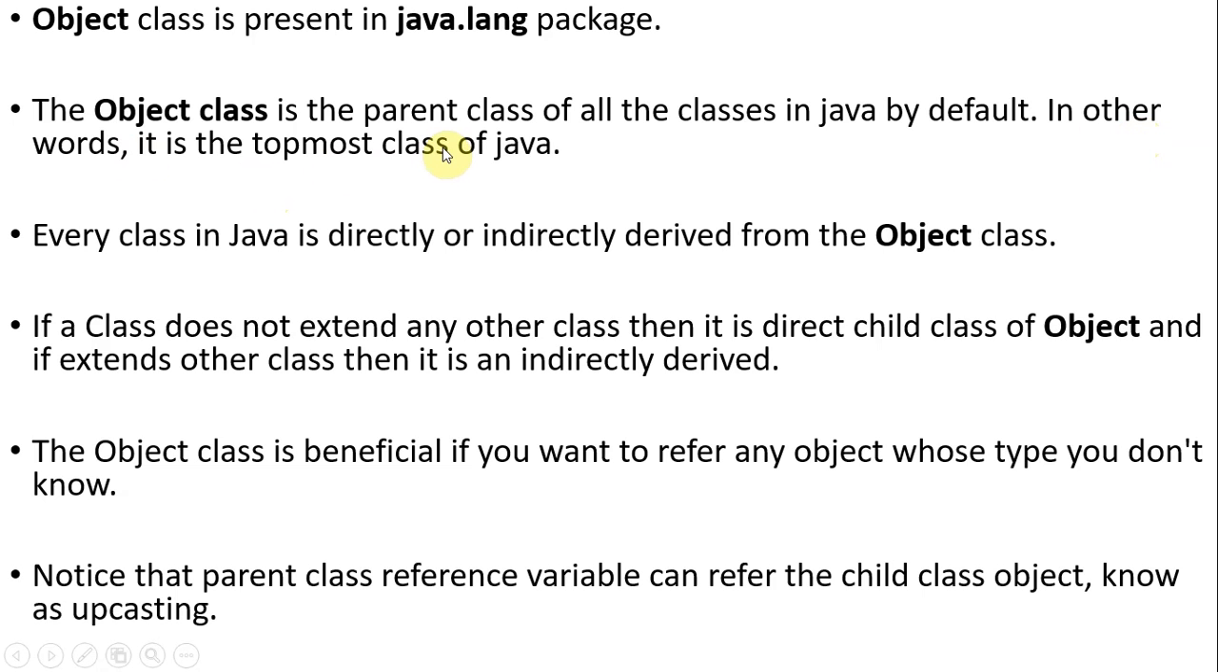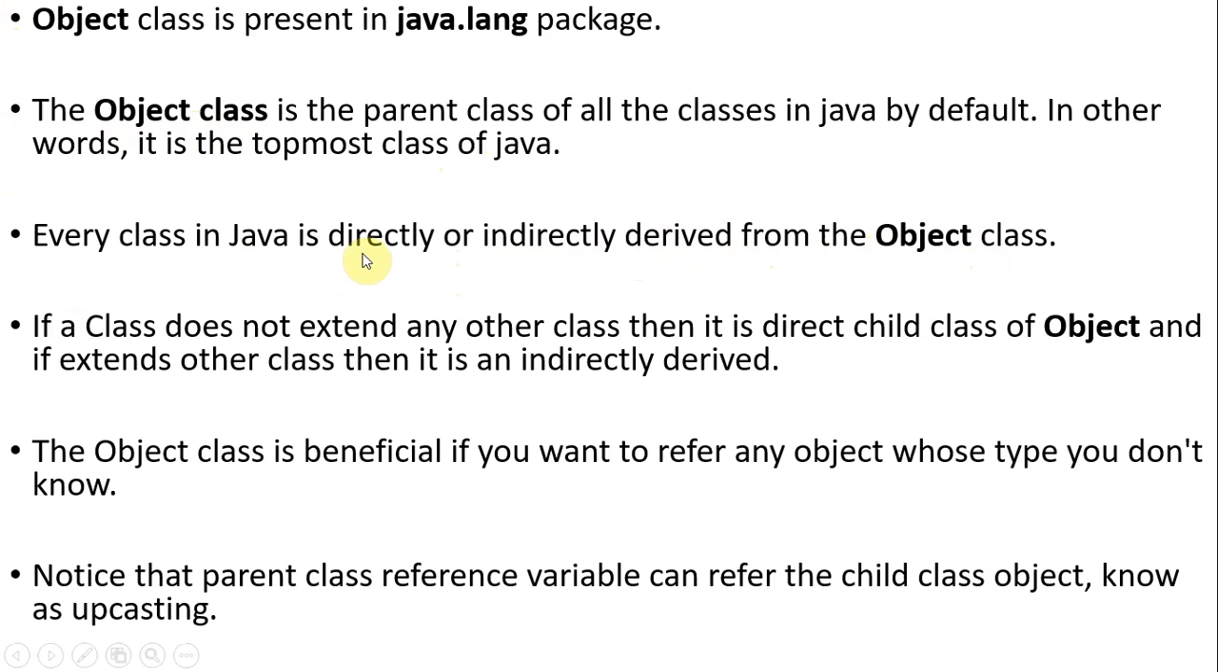I'm repeating: whatever the class may be, and whoever created it, whether built in or by the user, the Object class is the parent class, or the topmost class. So every class in Java is directly or indirectly derived from the Object class.